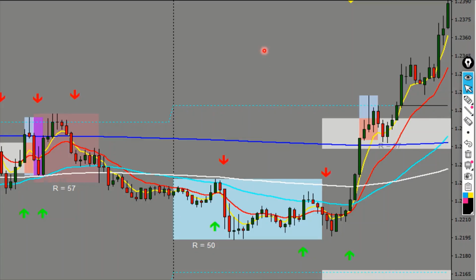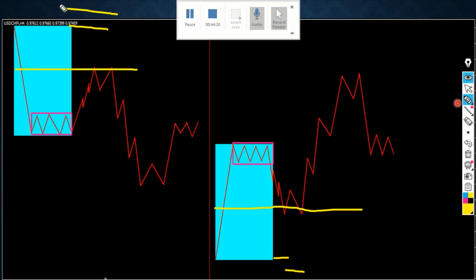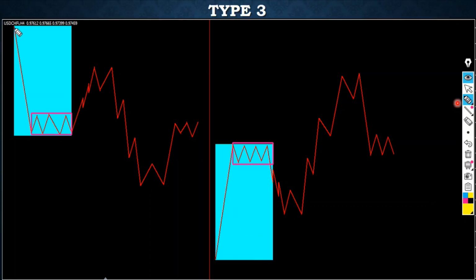Let's move on to type 3. As for type 3, we are now at the middle of the Asian range. Asian range midline. The M is not at the low, not below the W, I mean the M is not at the high, it's not above the high of the Asian range, it's at the 50% of the Asian box.